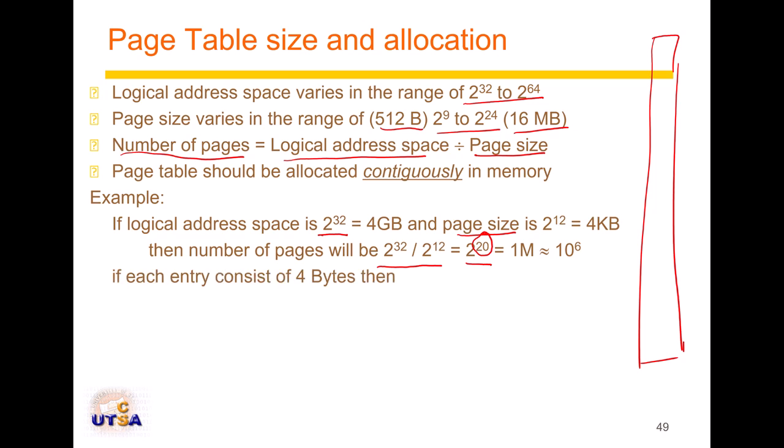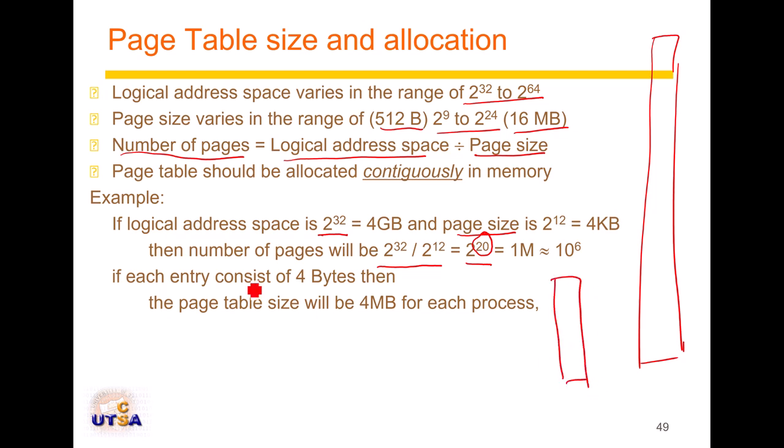If each page table entry consists of 4 bytes, then what will be the size of the page table? We will see that this is going to be 4 megabytes. How did I get this 4 megabytes? Basically, assume that this is my page table, with the assumption that in each entry we have F bits for the frame number plus some control bits, and this total number of bits should be enough to store within 4 bytes. That's where this 4 comes from.